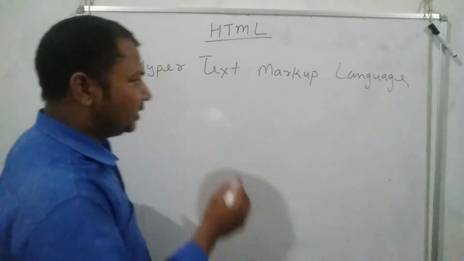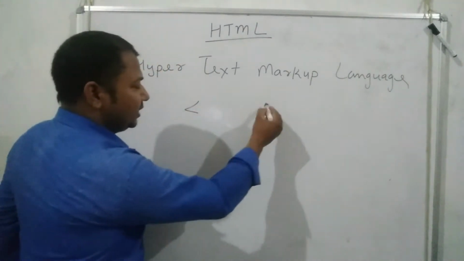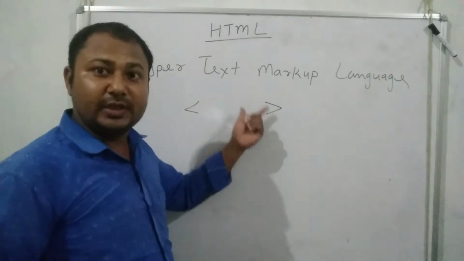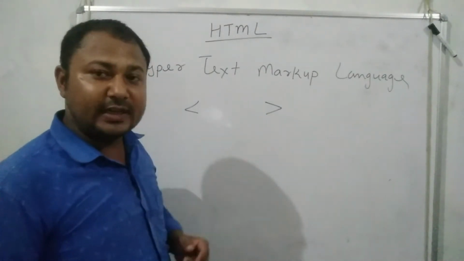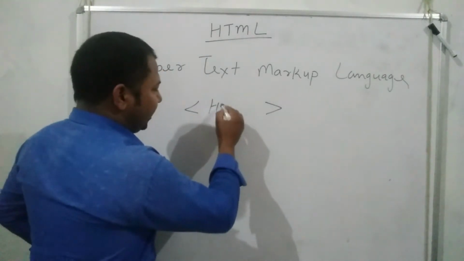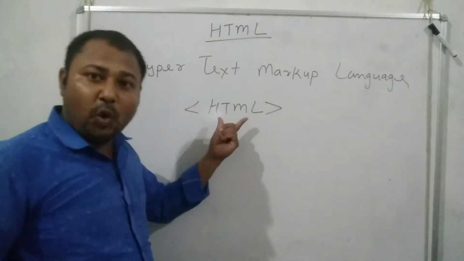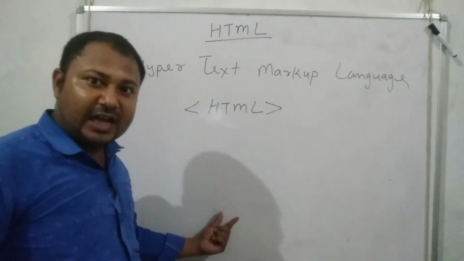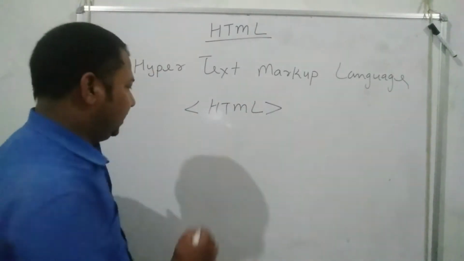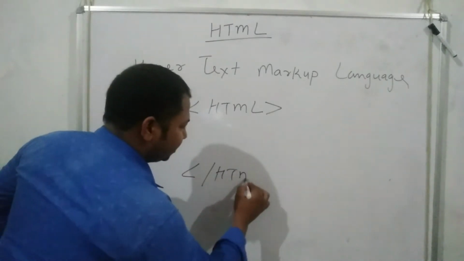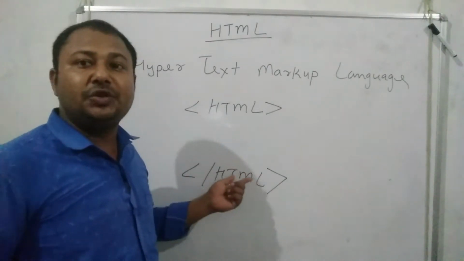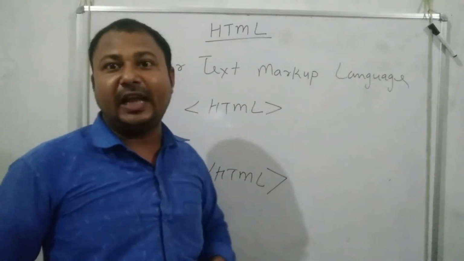A rectangular bracket is written like this, and this kind of bracket is used in the HTML language. Suppose we have to write one tag, HTML. This is the open tag of HTML, and at the end of the program we have to close the same tag, like this. So this is the basic tag which we use in the HTML language.